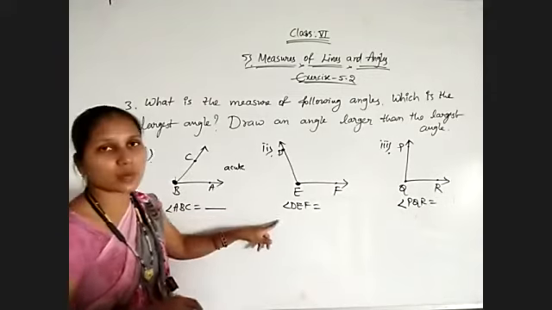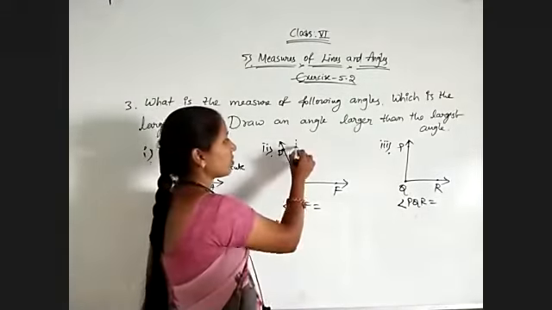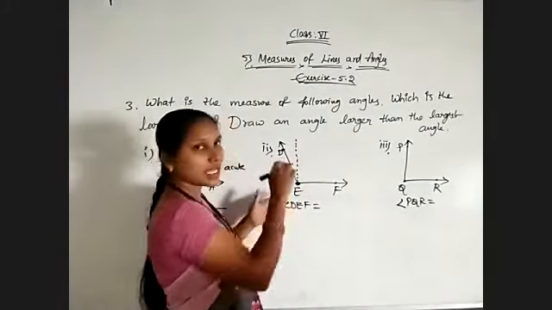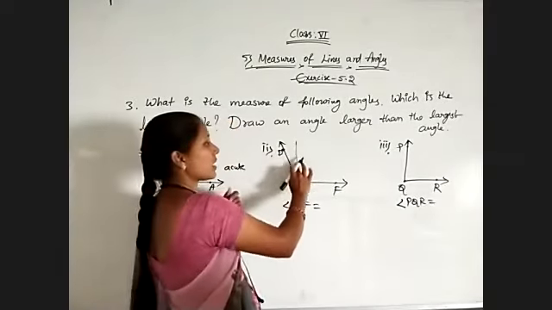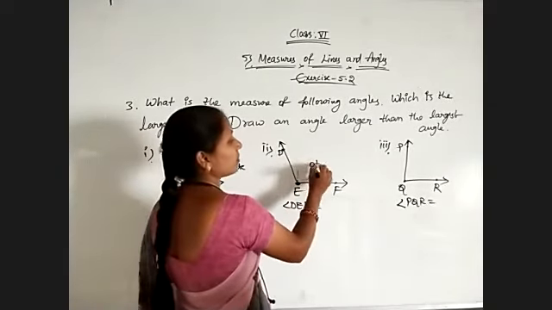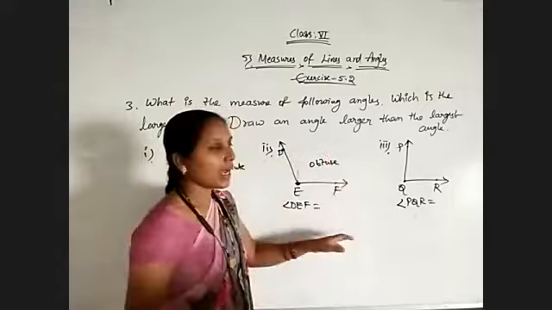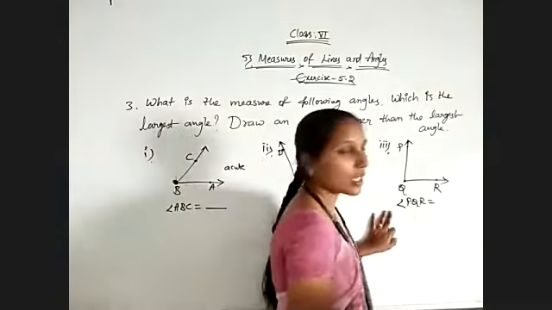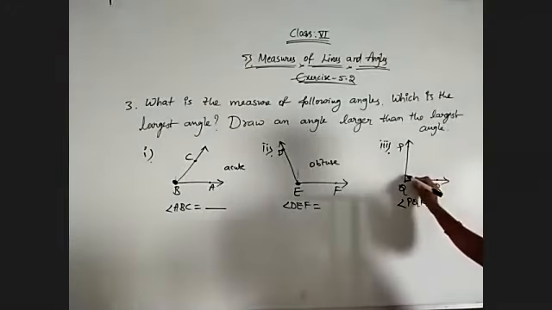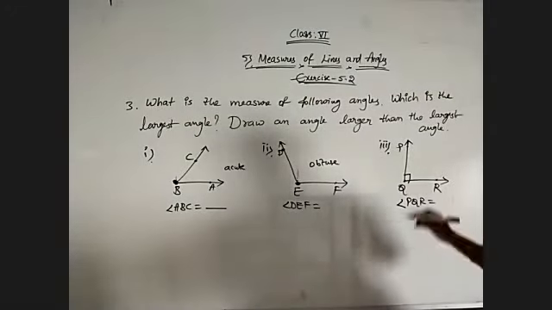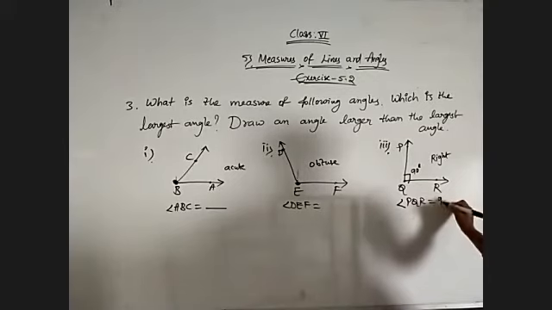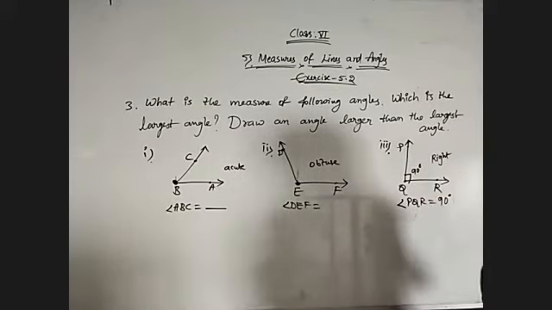Coming to this one, try to draw the perpendicular at E. Then the other arm is out of 90 degrees, so it comes under obtuse angle. Obtuse means more than 90. Coming to PQR, PQR itself is in L shape, so it is equal to 90 degrees. That is nothing but a right angle. So without measuring also, I can say that angle PQR is equal to 90 degrees.